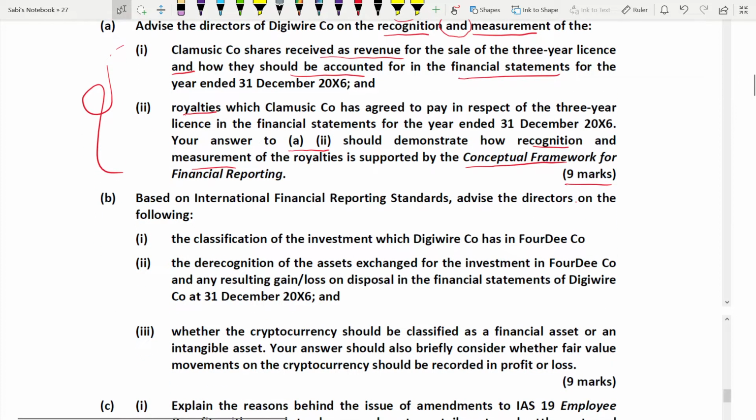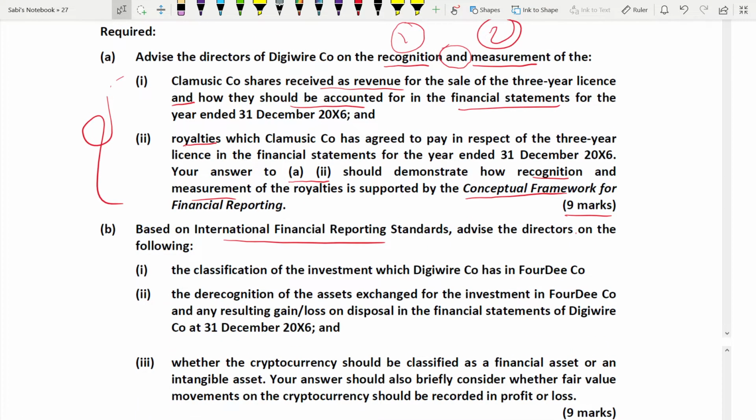Coming to requirement B. Based on the IFRS, advise the directors on the following. So Section B is more like question number 3, I'm assuming.